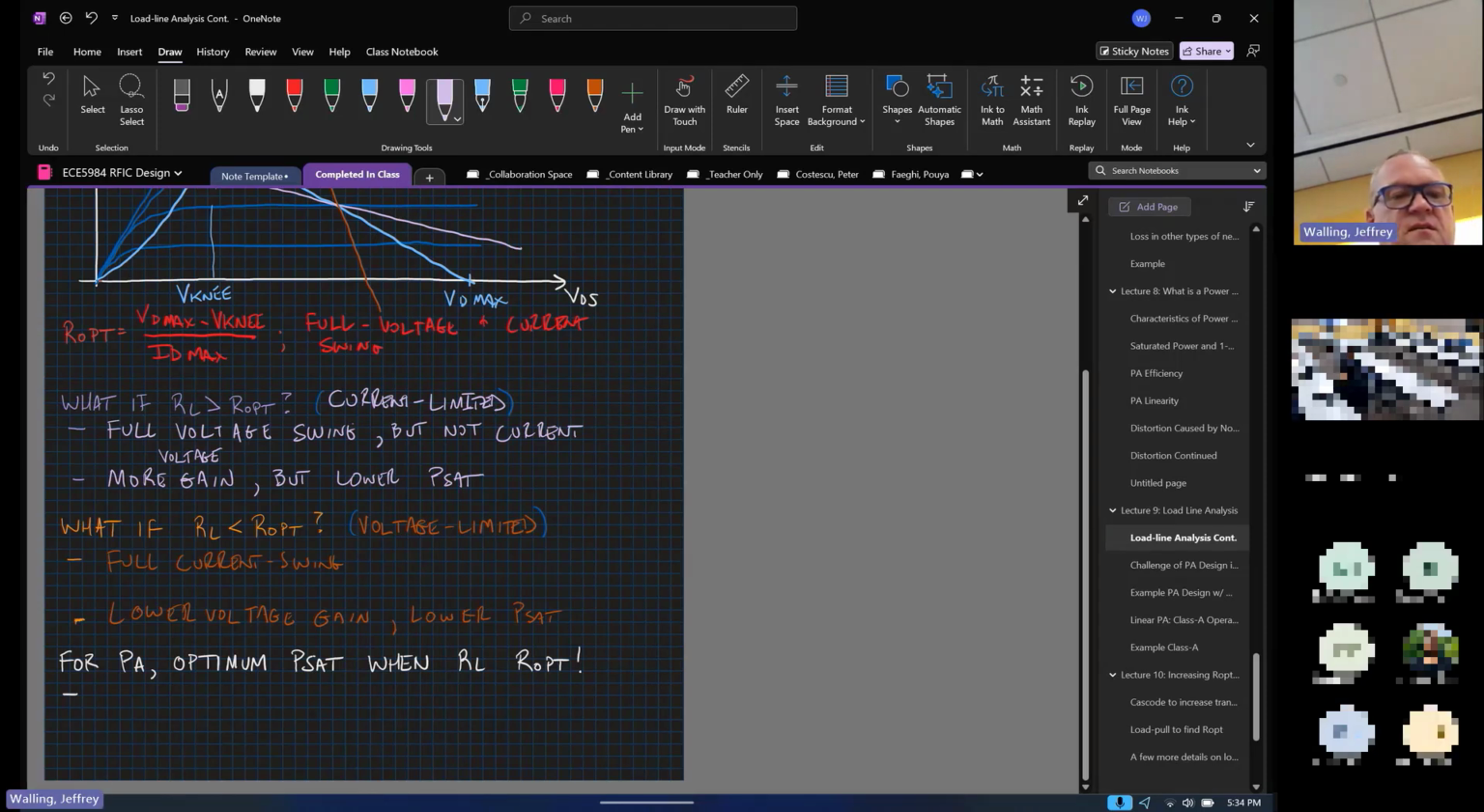So we get optimum PSAT, or at least the highest PSAT we can achieve, when RL is exactly equal to R opt. And it's important to note that this is not necessarily, I would say, even likely to be the highest gain point.